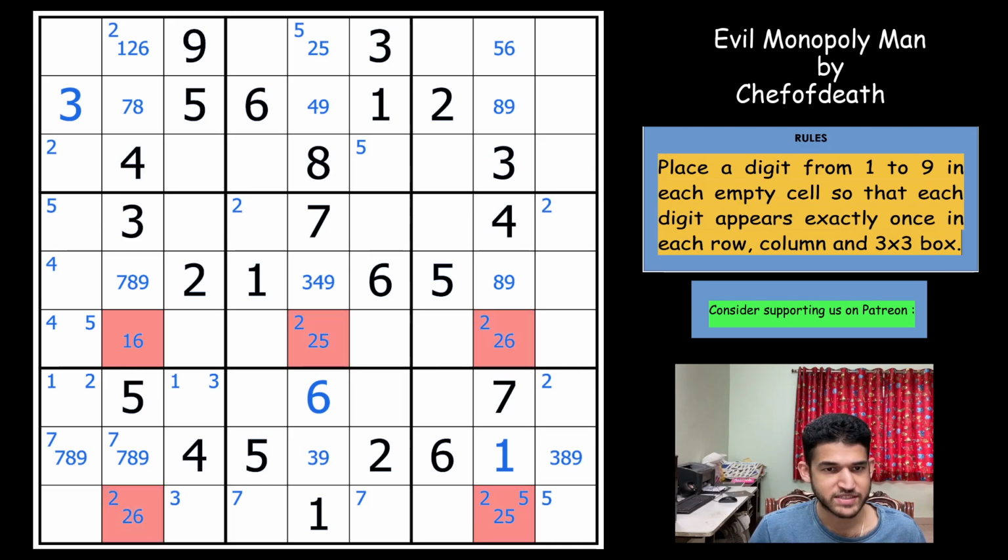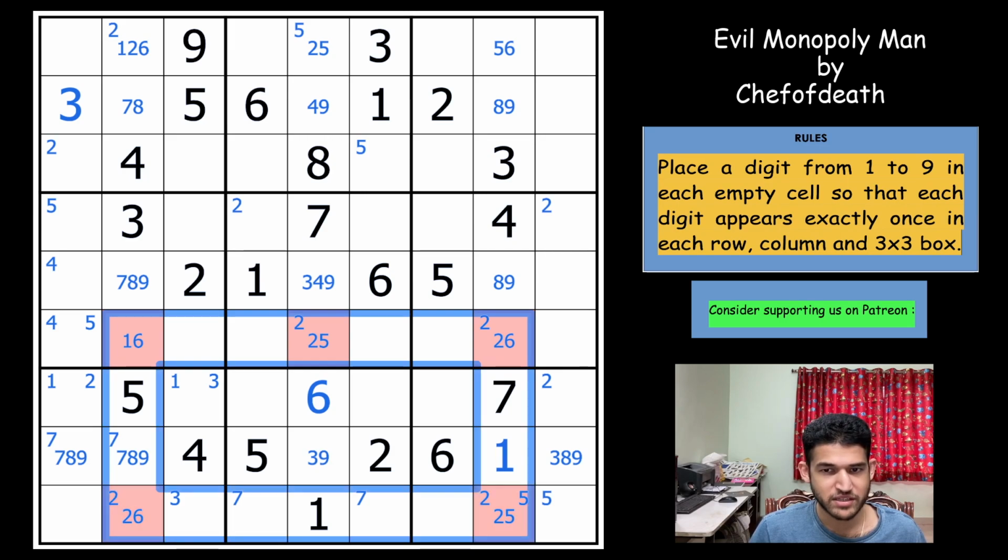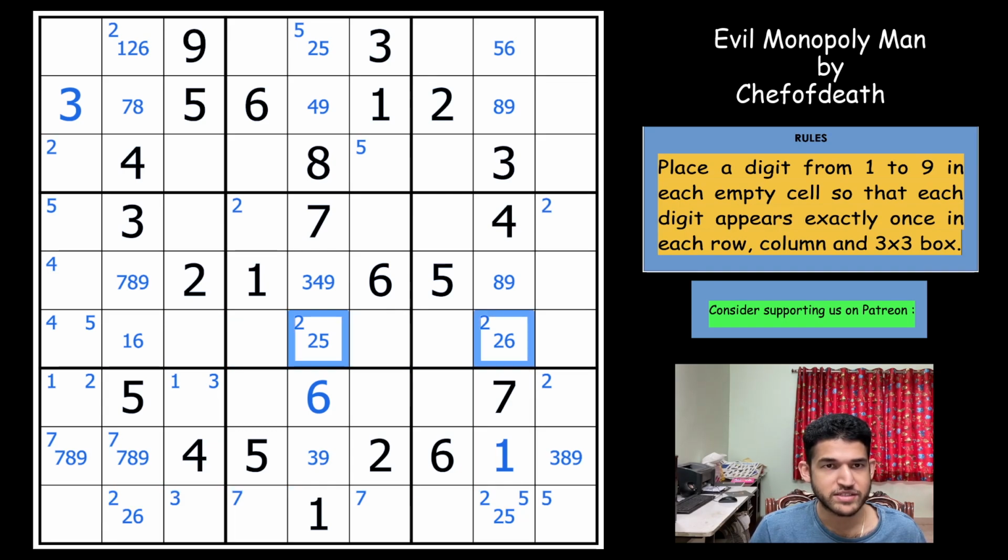Wow, I missed this, guys. I missed this. Let me show you something even better. Why do we need to use all these things, W wings and all those? Look at these cells. Do you notice something familiar? People who watch our videos regularly would instantly know that this is an XY wing or a Y wing. This is a typical Y wing, you can say.